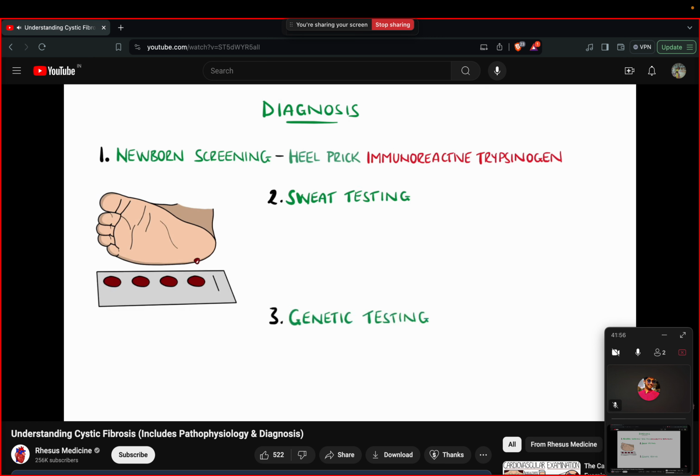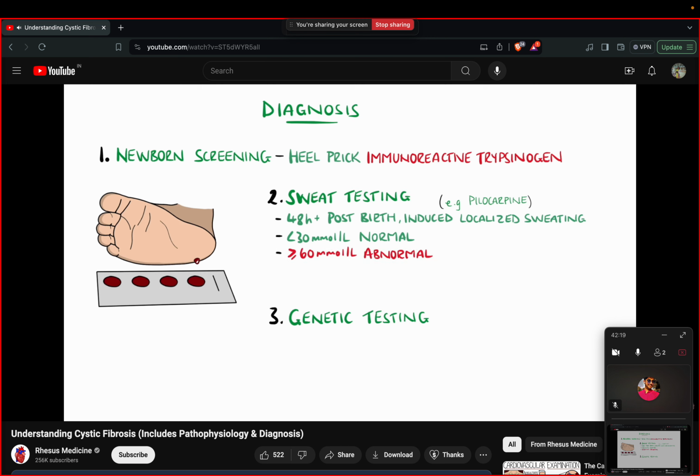A sweat test can be done as early as 48 hours after birth and involves inducing localized sweating, typically using pilocarpine, and then evaluating the volume of sweat produced and the concentration of chloride in the sweat. Levels below 30 millimoles per litre are considered normal, while those of 60 millimoles or above are considered abnormal. This should then be confirmed with a repeat test or genetic testing identifying 2 disease-causing cystic fibrosis variants.